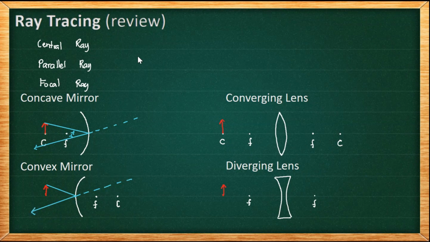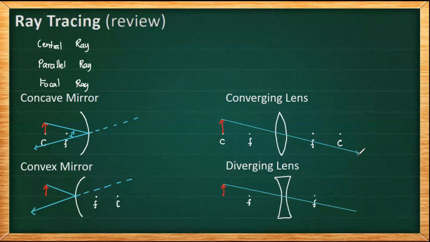Now for lenses, central rays are very easy to do because your rays here are not refracted at all. So it just passes through the center. It's not changed at all. So we're done with the central ray review.